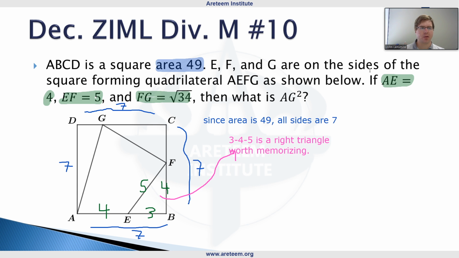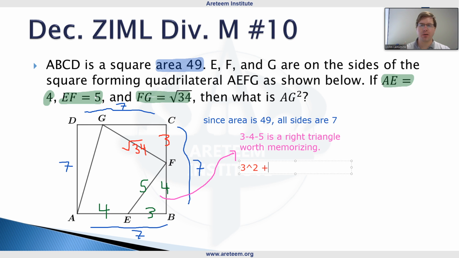Okay, so that's pretty helpful here as well. If we continue from there, we have more sides and more information, so we can start filling it in. We again have a 3. Since this is square root of 34, we can do 3 squared plus CG squared equals 34. So CG must be 5.